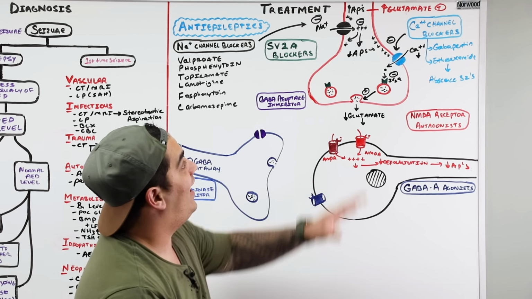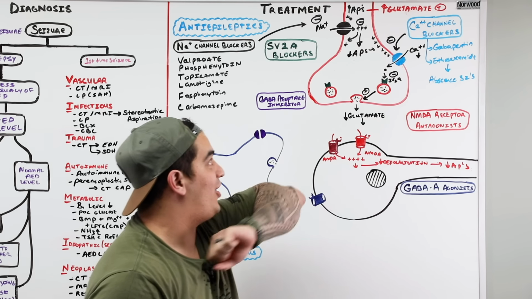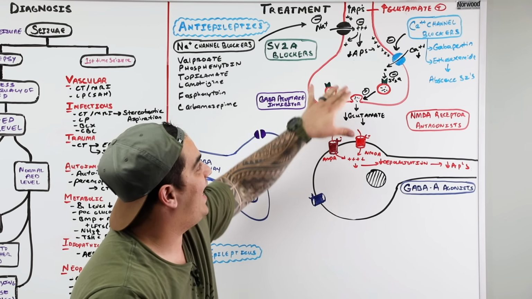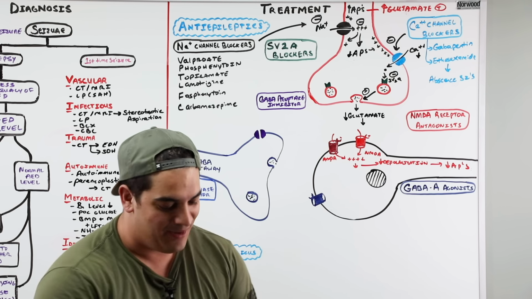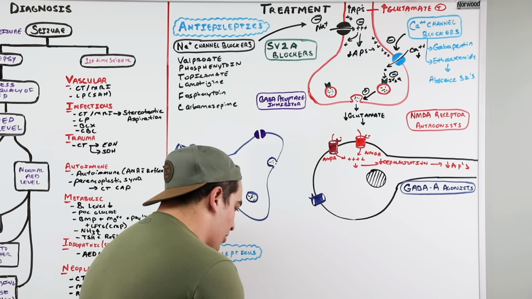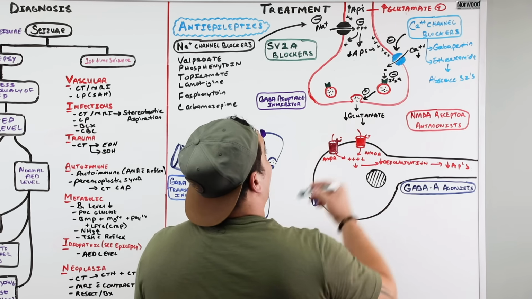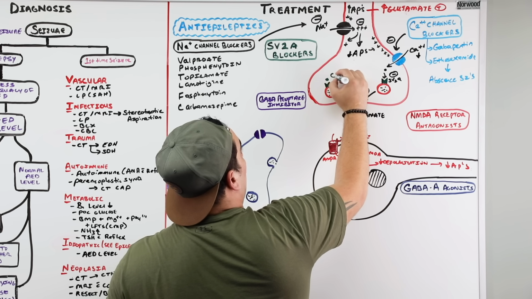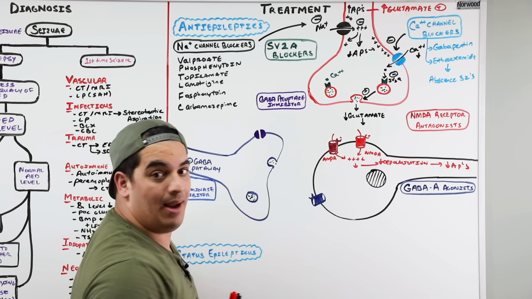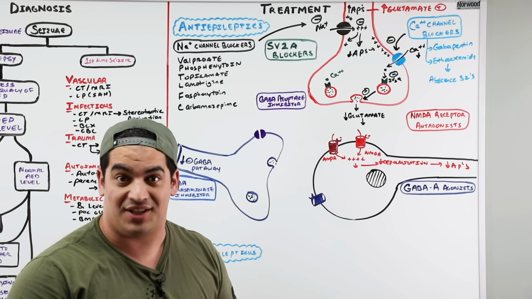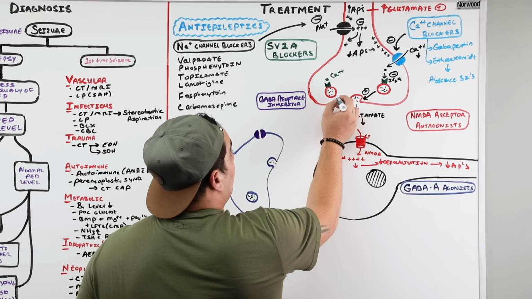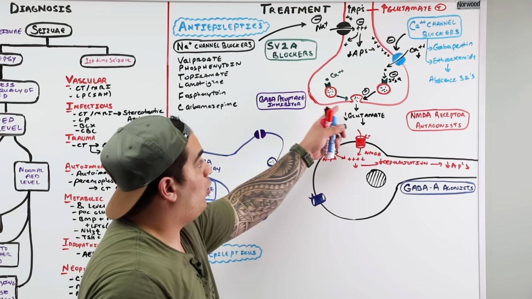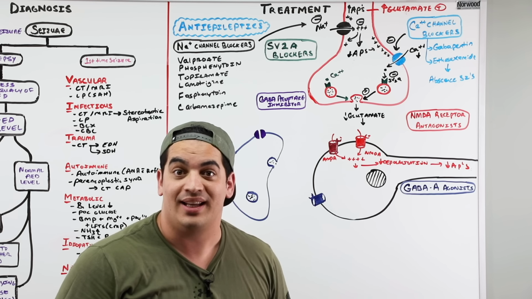Okay, we got the sodium channel blockers, calcium channel blockers. We got another one, these SV2A blockers. So this is a drug, we already kind of a little bit discussed it, this is where calcium will bind on, right? So calcium will bind on to this actual SV2A receptor. When calcium binds onto the SV2A receptor, what will happen? This vesicle will fuse with the membrane, induce glutamate release.